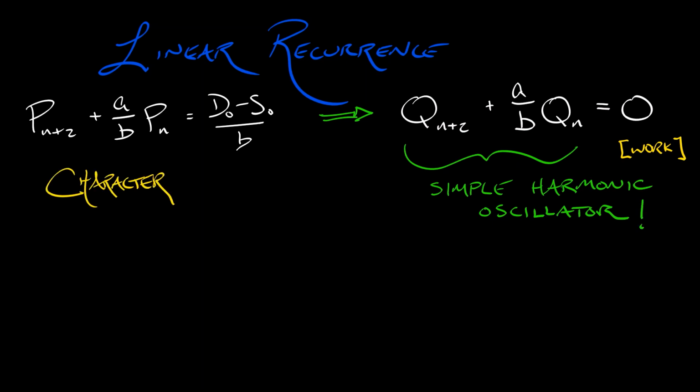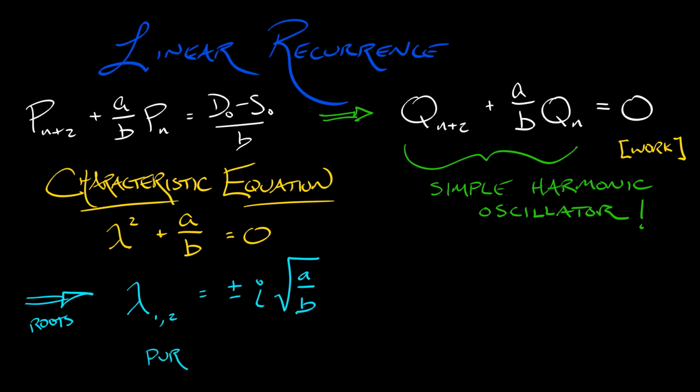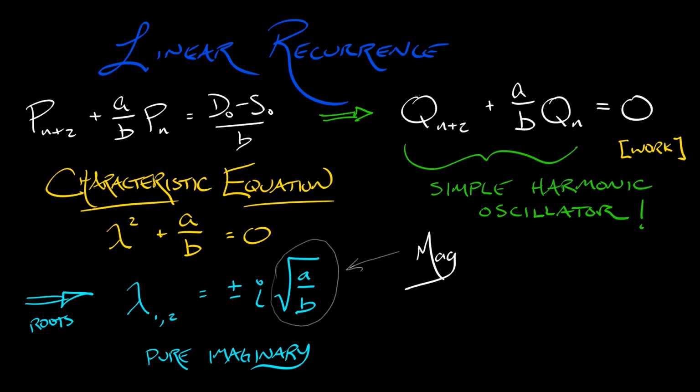Indeed, if we write down the characteristic equation for this linear recurrence relation on Q, we get lambda squared plus A over B equals 0. That means that our roots, lambda 1 and lambda 2, are plus or minus i times the square root of A over B. They are pure imaginary. Now, remember, this is discrete time, not continuous time. So what really matters is the modulus, or the magnitude of these complex conjugate eigenvalues.